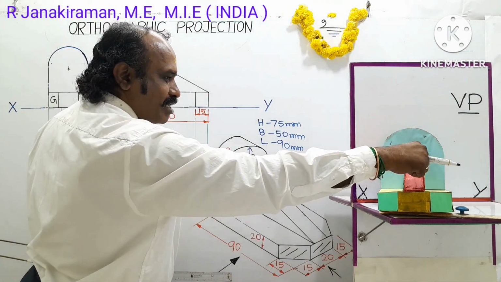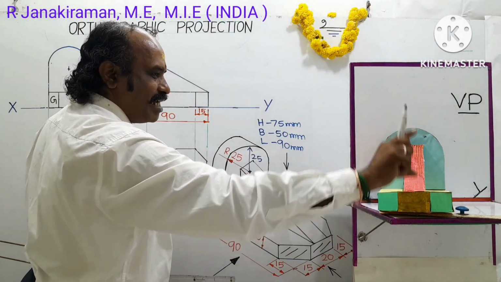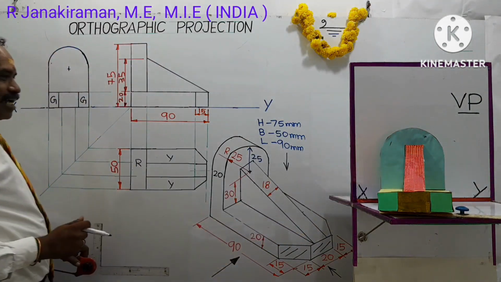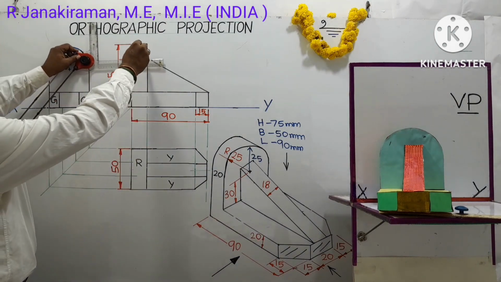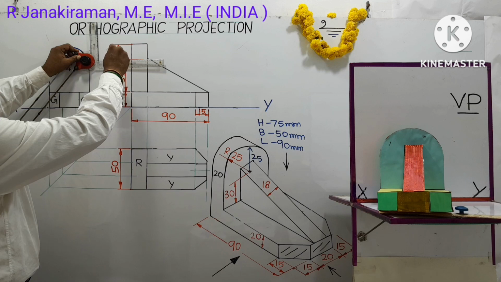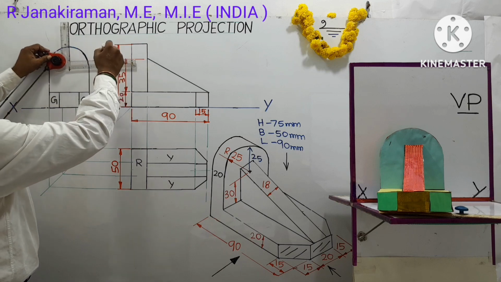Now I am going to mark this rectangular portion, which seems as a vertical rectangle. That height we don't know, so we trace it out from the previous front view. This is the front view height. The same height shall be seen in the side view also.